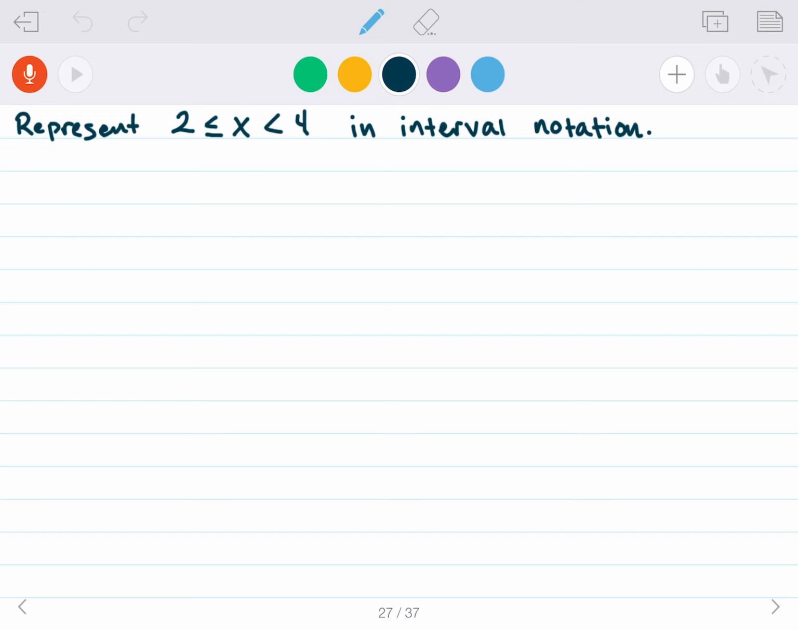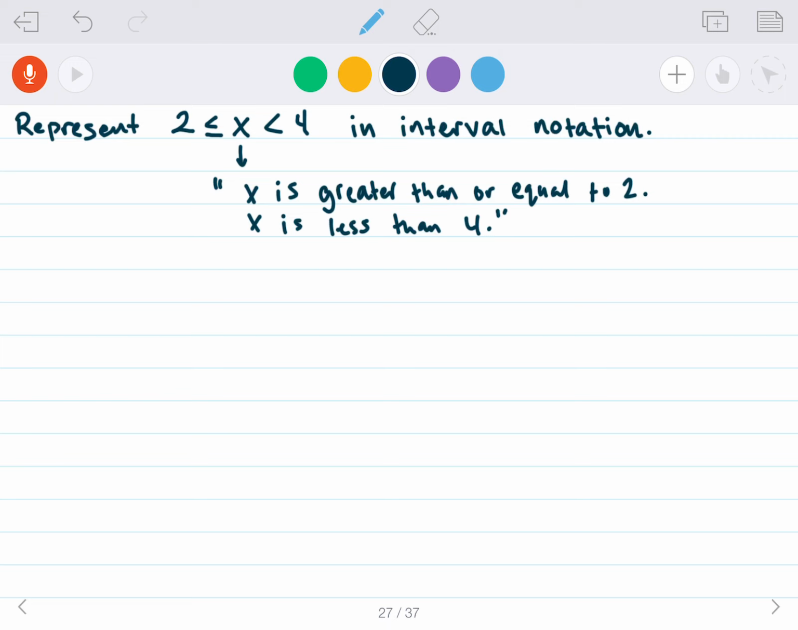Okay, represent this inequality: x is bigger than or equal to 2, less than 4, in interval notation. So if it helps you, you can write it out. You can start with x because it's in the middle. You can say x is greater than or equal to 2. x is less than 4.